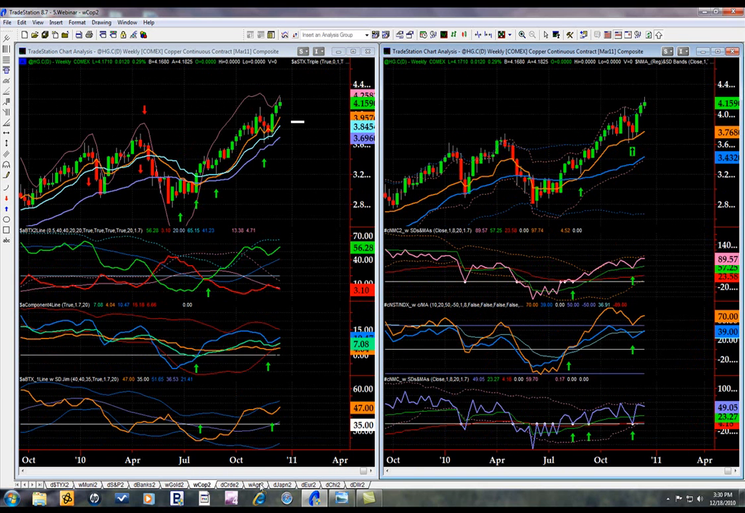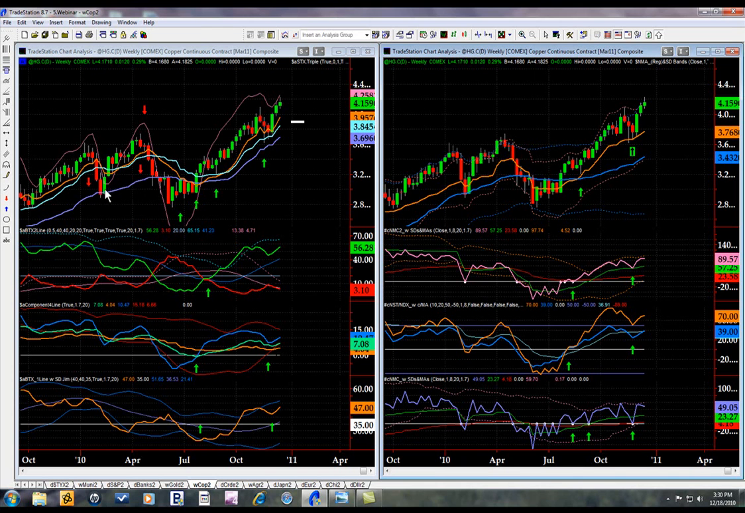Let's look at copper, Dr. Copper as it's called, the metal with a PhD in economics, because it is so indicative of the economy as a whole. Notice that we had the gap formation right here where these two move close together and open up a big gap between themselves and the slow STX. The same thing happened here.